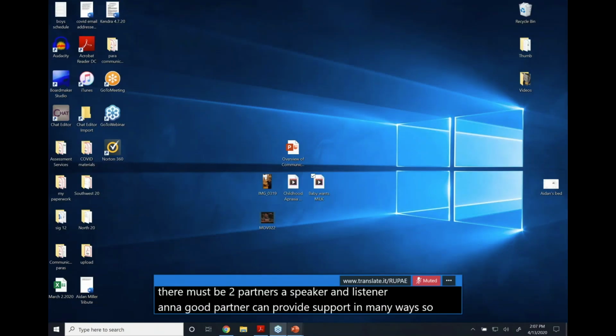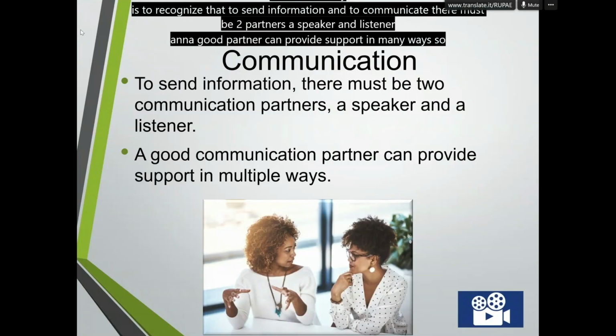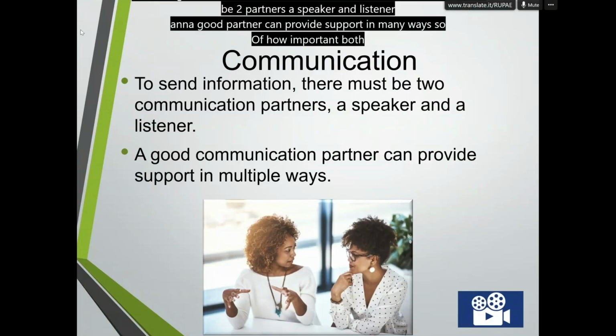Okay, well, let me clarify. I think that man was a very amazing communication partner. He just didn't give up. However, that is just an example of how important both partners are in an interaction.